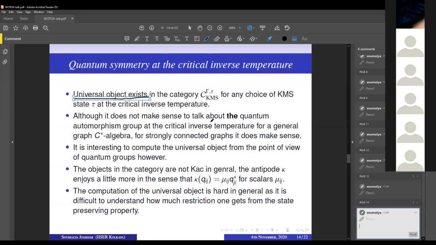Okay, and as an aside, the objects in the category that I mentioned are not of Kac type. I won't say what a Kac type is in general, but the antipode enjoys a little more than the Kac type condition, meaning that κ(Q_ij) should be Q_ji star if it is of Kac type. Here it is not quite Q_ji star, but it is multiplication by some scalar times Q_ji star, that one can prove. So this is an aside from the quantum group theoretic perspective.